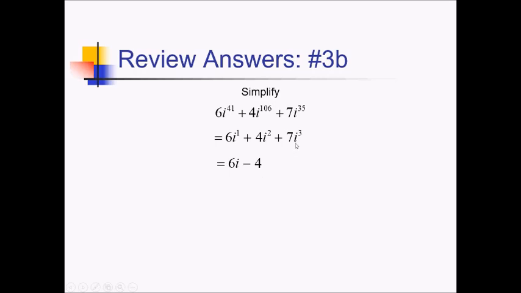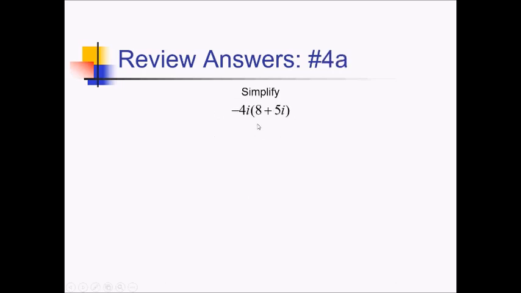And then finally, i to the third power, that's going to be -i, so I can rewrite this last term as -7i. And at this point, I can combine like terms. 6i minus 7i, that's going to be -i, and we still have that -4 hanging around. So just writing the real number first, I'll write -4 minus i.